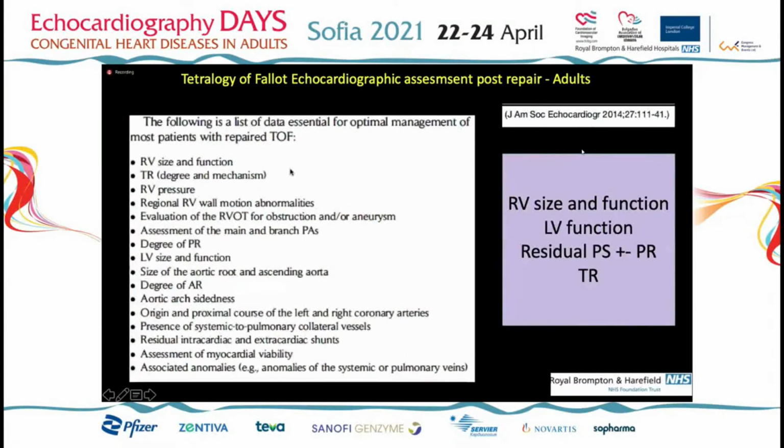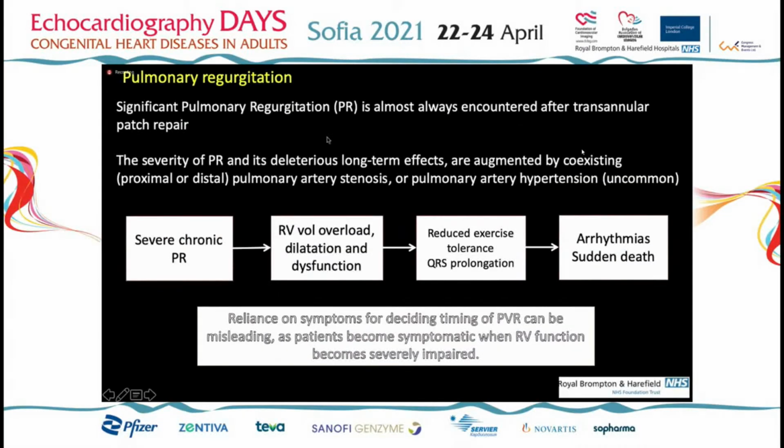secondary to arrhythmias. So the most important things that we need to see, obviously we need to reassess everything, but are the right ventricular size and function, the left ventricular size and function, the residual pulmonary stenosis and regurgitation, and the tricuspid valve regurgitation. This is because these are the features that mostly have prognostic implications in patients with tetralogy of Fallot. So pulmonary regurgitation is the most frequent reason for reintervention in our patients. And we know that it's almost always encountered in patients who have had a transannular patch repair.